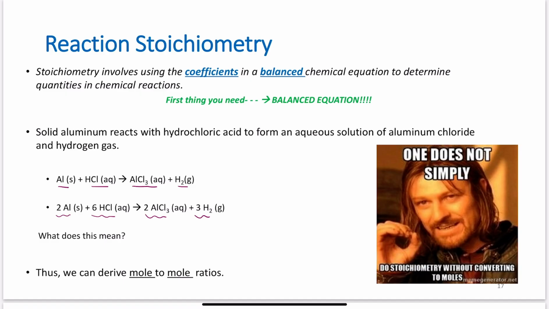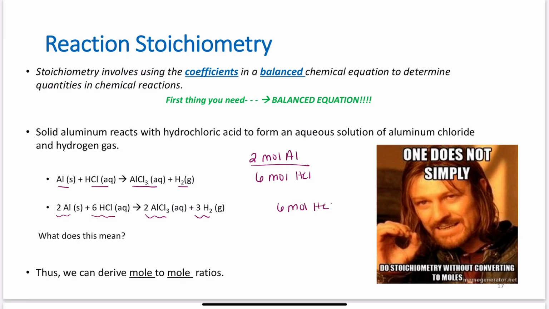But what does this mean? This is telling me exactly what is reacting. And this means that I can derive mole to mole ratios. Now, we saw some mole to mole ratios when we did previous work looking within formulas, but now we can actually derive them from the balanced equations themselves. I can say 2 moles of aluminum for every 6 moles of HCl. It takes 2 moles of aluminum to react 6 moles of HCl.